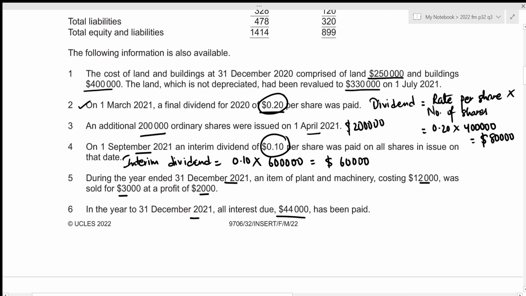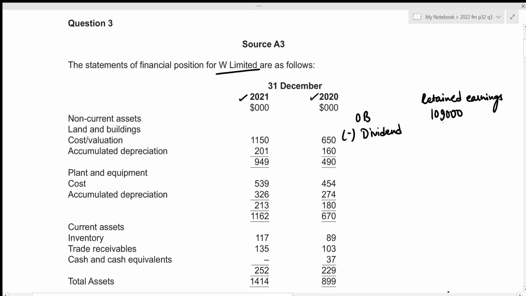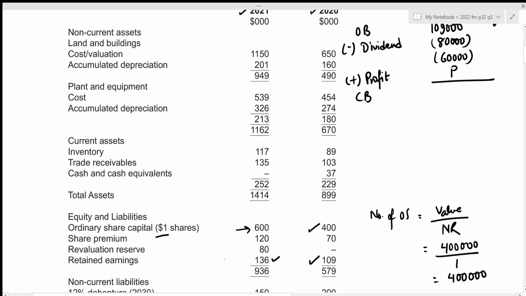So let's write those amounts as well. The first one was 80,000 and the second one was 60,000. We need to deduct both of these amounts. Let's write that down. So that's going to be 80,000 and 60,000. And then we add the profit for the year, right? And this is the amount that we need to figure out in order to figure out our profit from operations. So this is the profit for the year. And this gives our closing balance, which is again given in our statement of financial position right here to be 136,000.